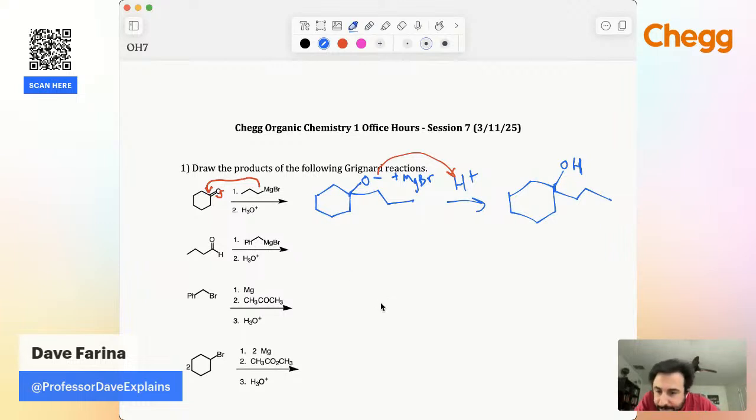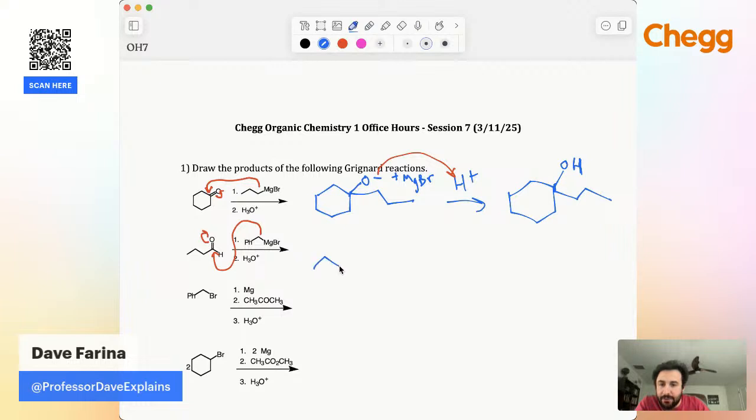Okay, so this one here, we've got this benzyl Grignard reagent. When you have a phenyl ring plus a CH2, that's called a benzyl group. And so the benzyl is going to attack the aldehyde. Let's go over here, kick that up there.